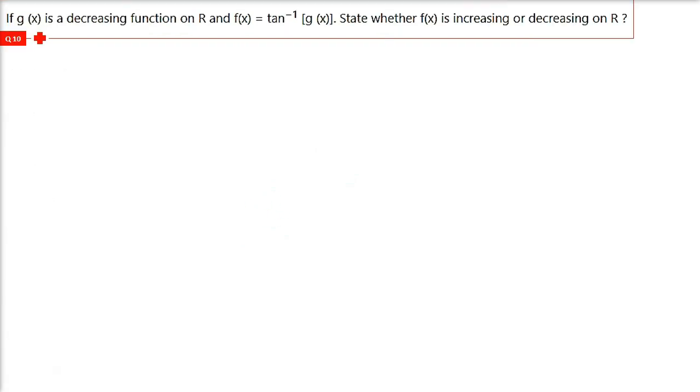we have discussed. If g(x) is a decreasing function on R and f(x) = tan inverse g(x), state whether f(x) is increasing or decreasing. Okay, g(x) is decreasing. What does it mean? We know the definition of a decreasing function. If x1 and x2 belong to the real numbers, and x1 is less than x2, then g(x1) should be greater than g(x2). That is the definition of a decreasing function, right?